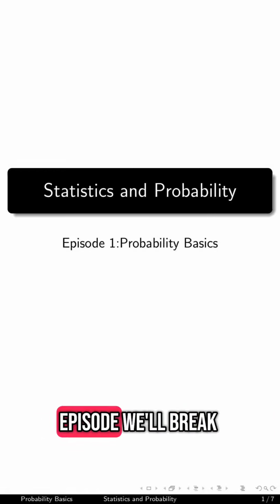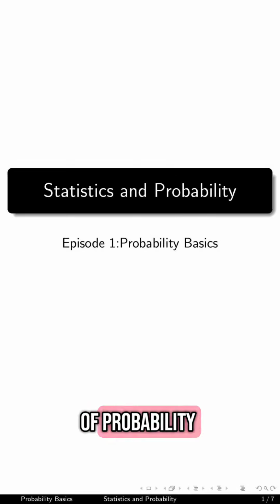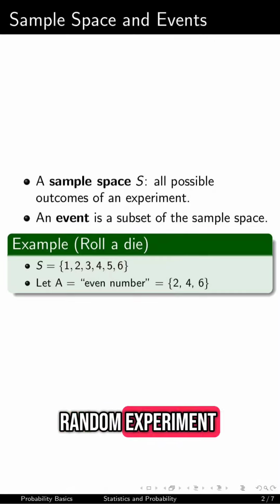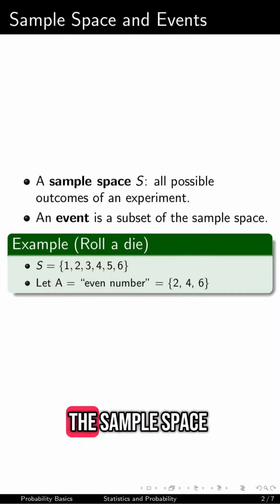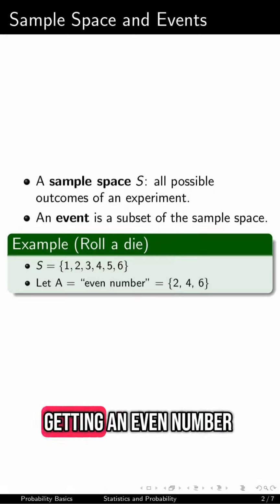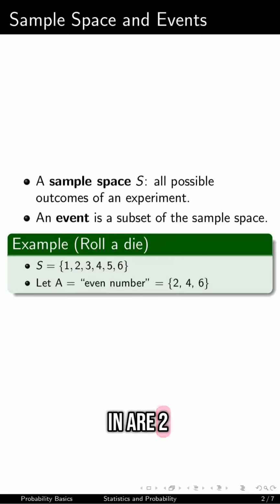In this first episode, we'll break down the fundamentals of probability. A sample space is the complete list of possible outcomes in a random experiment. An event is a specific subset of that sample space. For example, if you roll a standard die, the sample space is 1, 2, 3, 4, 5, and 6. If we define event A as getting an even number, then the outcomes in A are 2, 4, and 6.